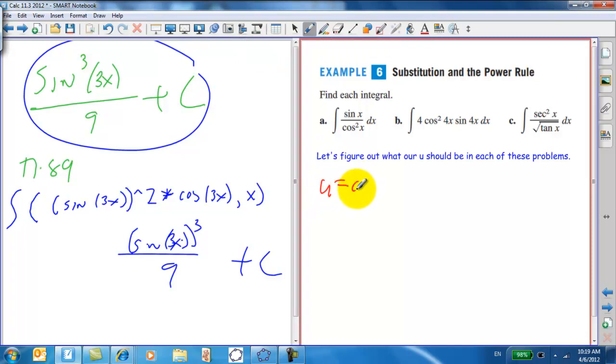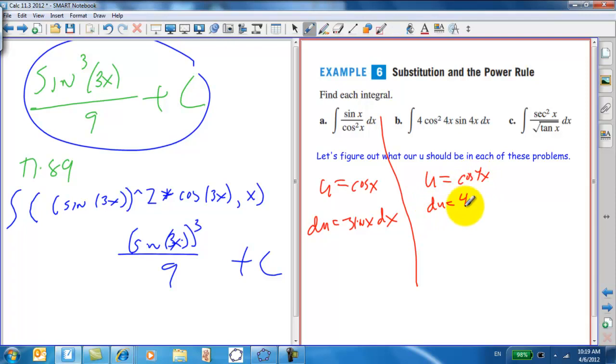In part A, we're going to use u equals cosine x. So then du will equal negative sine x dx. And very handily there, you've got a sine x dx right there. Here in part B, it looks like we want u to be the inner function, in this case cosine 4x. So then du is negative 4 sine 4x dx, because of that inner 4x function, and the derivative of cosine is negative sine. For part C, the function inside the square root there is the tangent, so u equals tangent x. And then du equals secant squared x dx.